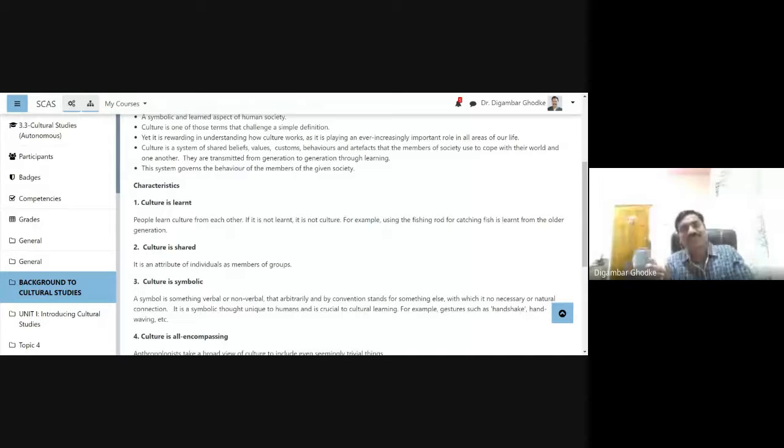Now, let's try to understand it with the help of the example of the fishing rod. Using the fishing rod for catching fish is learned from others, from the older generation. So, for example, we talk about fishermen. The children of a fishermen family learn how to catch fish. So, that is learning a culture. That we need to understand.